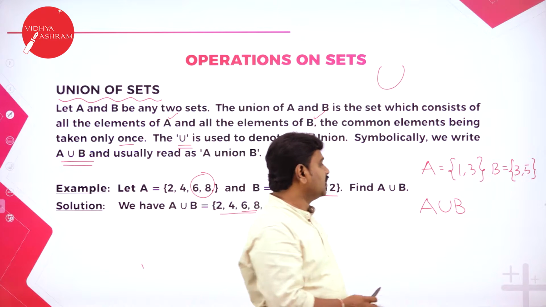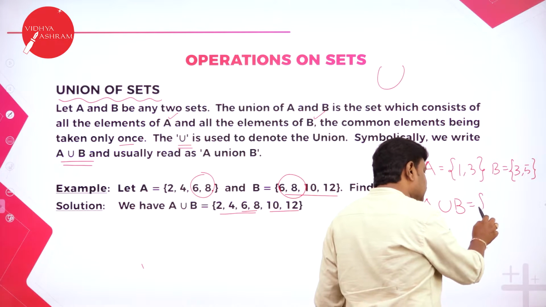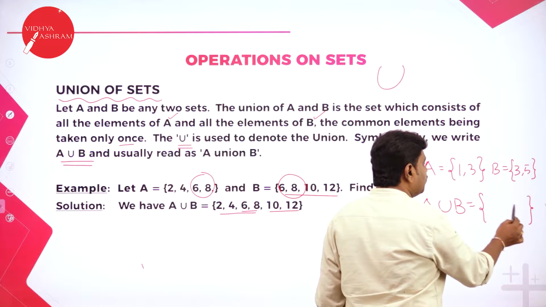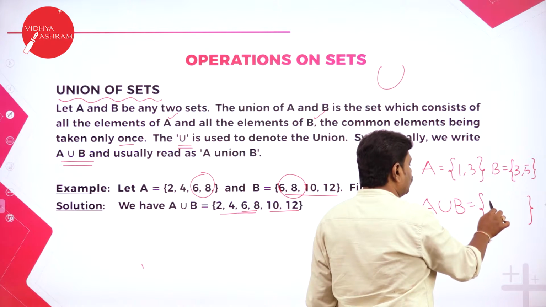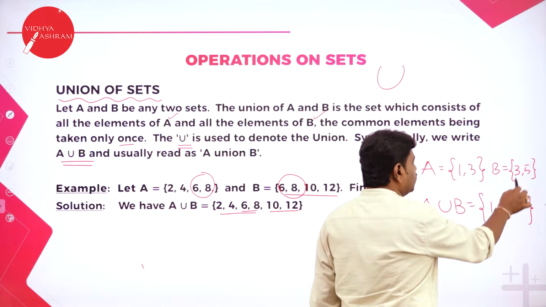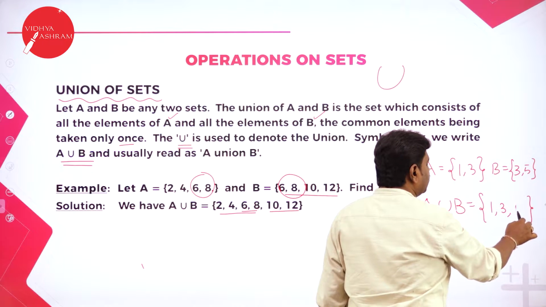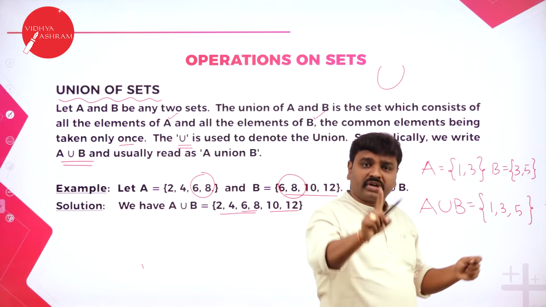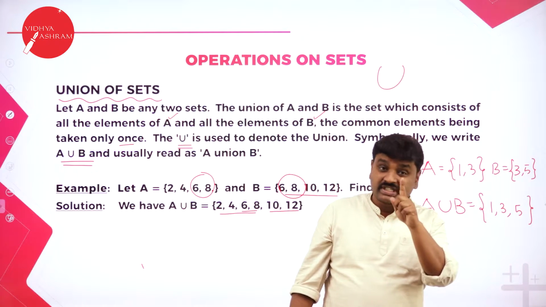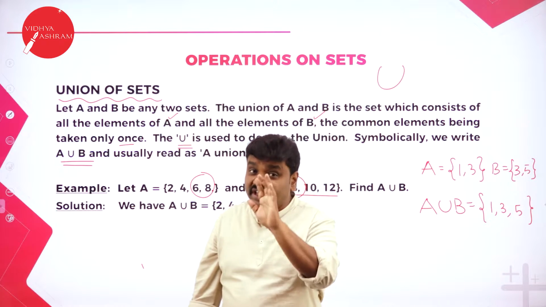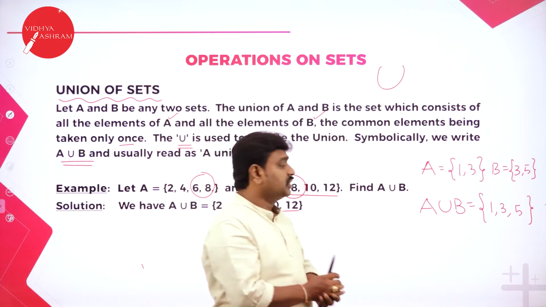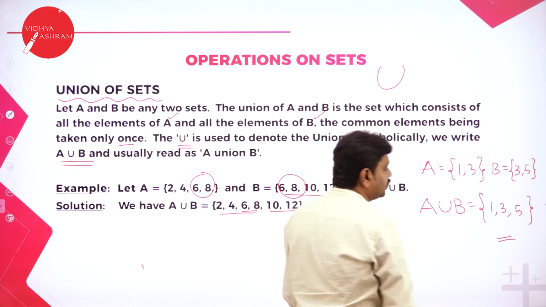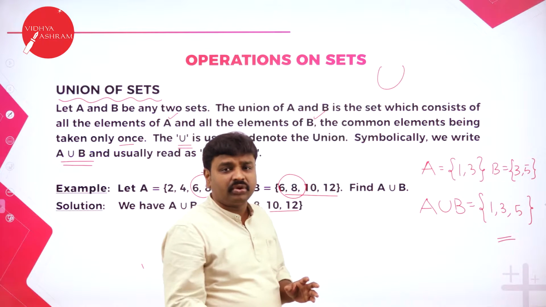A union B means it's a set which contains elements of A as well as B. So 1, 3. And here we have 3, 5. So write 5. 1, 3, 5. Combine both. But 3 is present in both, and you should write it only once. All of you know set is a collection of well-defined distinct objects. In any set, you should not repeat elements. So this is A union B. I hope all of you understood.